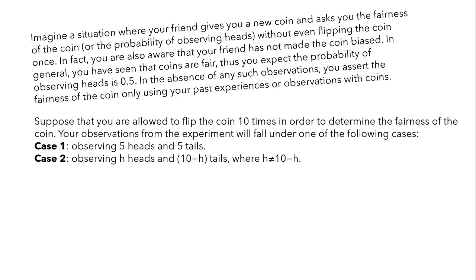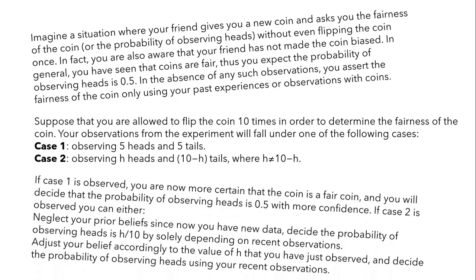Now we have two case studies as shown on the screen. So case 1 will be observing 5 heads and 5 tails. It means we are with 0.5 probability. And case 2 will be observing h heads and 10 minus h tails, where h will not be equal to 10 minus h. So guys, if I talk about first method, what it suggests is we are using frequentist method over here, where we omit our beliefs when making decisions.